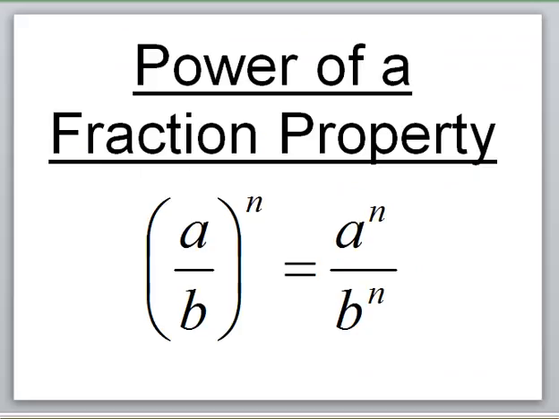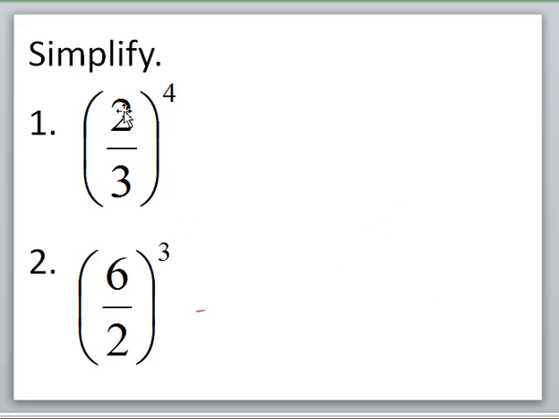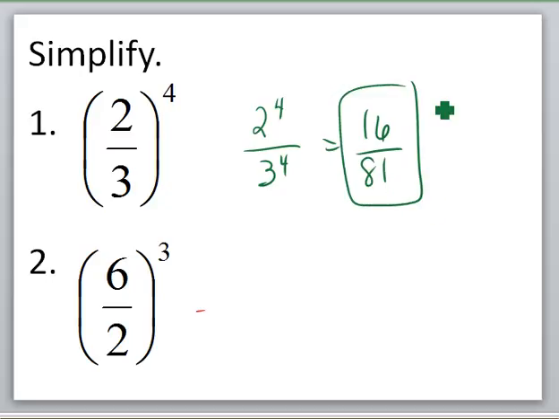The next problem is a power of a fraction property, so I'm going to take each of the parts and raise it to the power. That's what the rule says. If it's divisible, we could go ahead and divide, but these are not divisible, so I'll just say this is 2 to the fourth and 3 to the fourth. Well, 2 times 2 times 2 times 2 is 16, and 3 times 3 times 3 times 3 is 81, so I get 16 over 81.